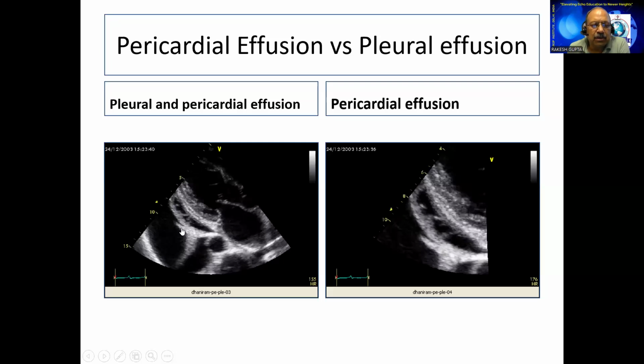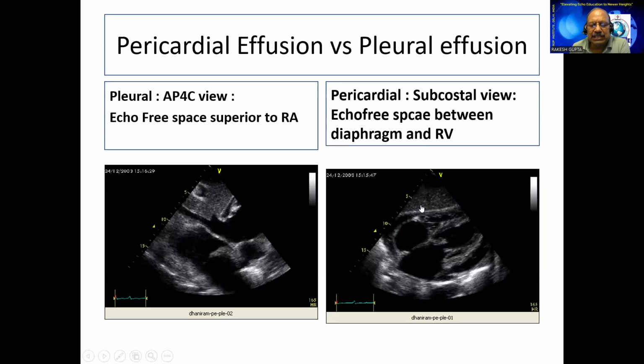So this patient has got not only the pericardial effusion, but this patient has also got the pleural effusion, and intrapericardial, we see echogenic shadows, possibly suggestive of exudate rather than transudate.